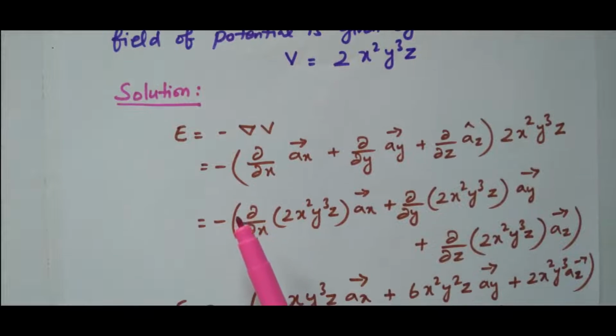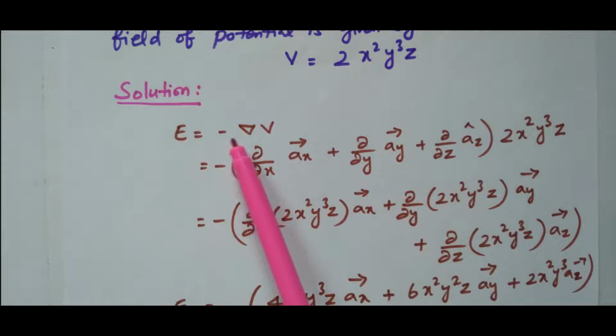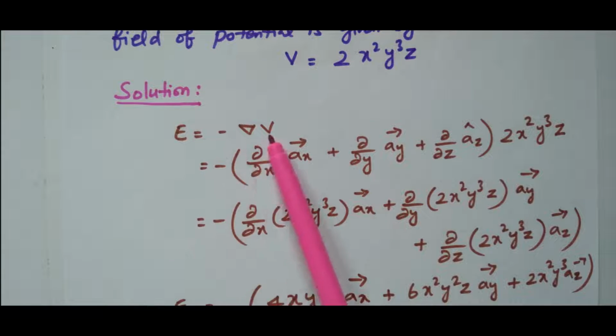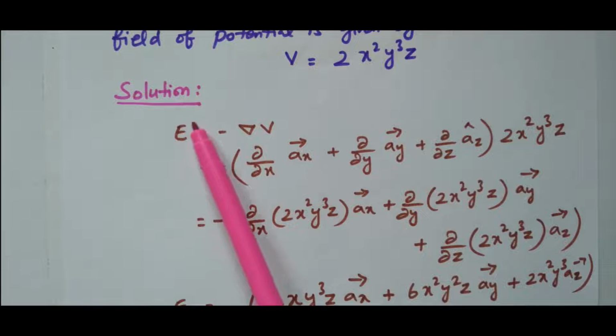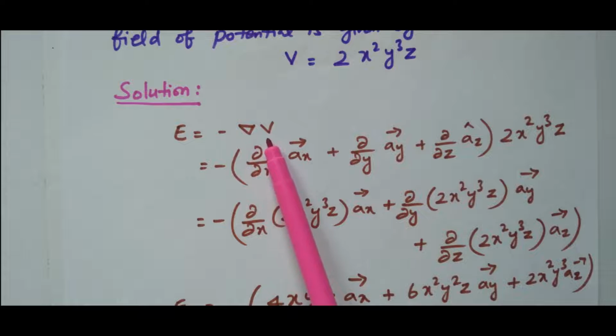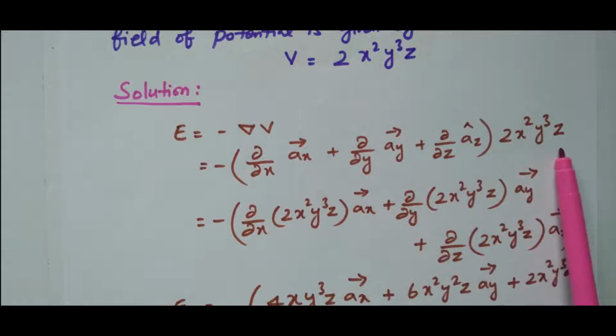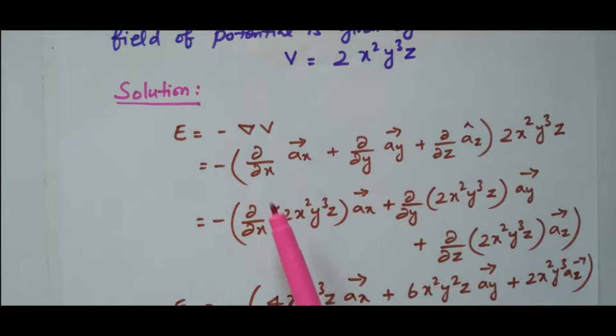So we know that the relation is available. E equal to minus del V. So by using this relation we can find the electric field intensity from potential. What is del V? The V is nothing but 2x square y cube z. The value of V is given in the problem. What is del operator? I already told, it is a partial differentiation. Dou by dou x into ax vector, dou by dou y into ay vector plus dou by dou z into az vector. Partial differentiation with x, y and z.